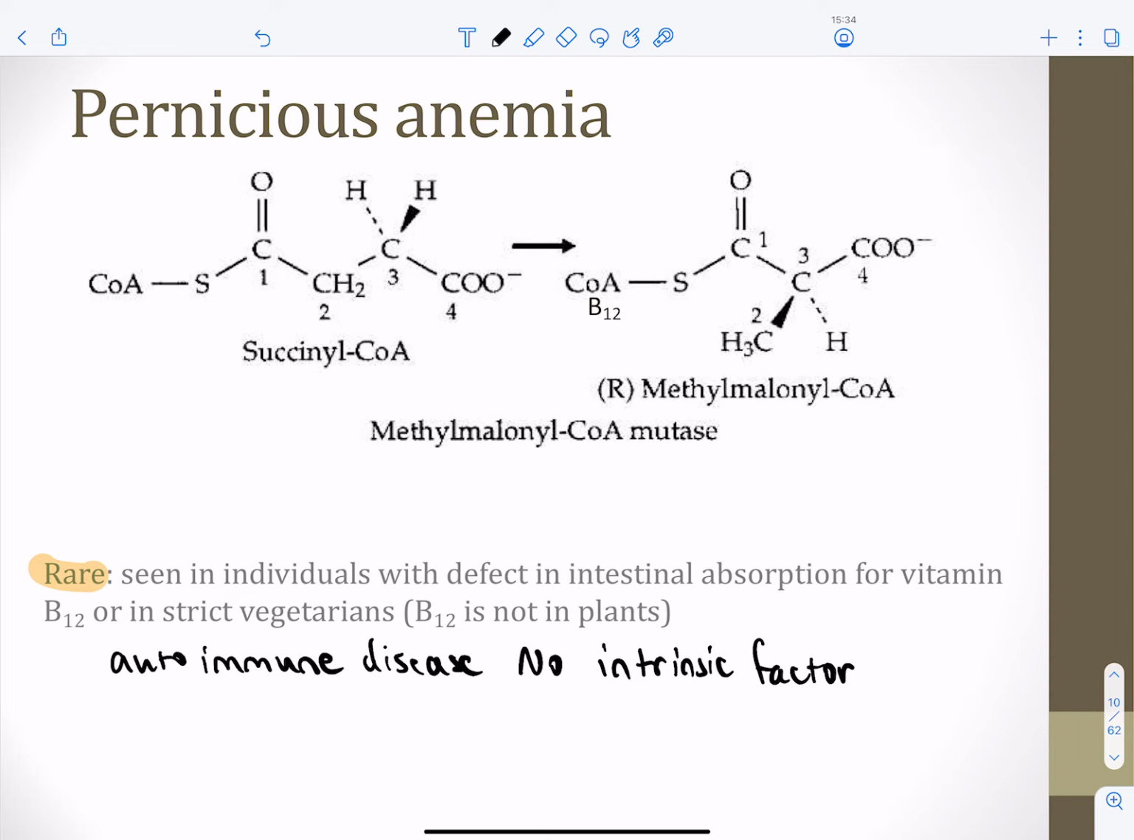And so vitamin B12 deficiencies are usually treated with excess vitamin B12, because even if you don't have intrinsic factor, you can absorb a small percentage of vitamin B12 that you ingest. So you just take in large amounts of vitamin B12. And so in pernicious anemia, you're going to have large oval-shaped red blood cells, and of course less of them.